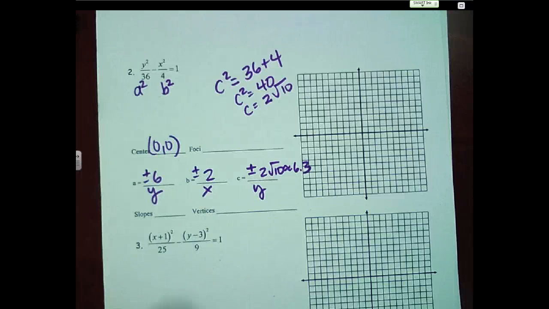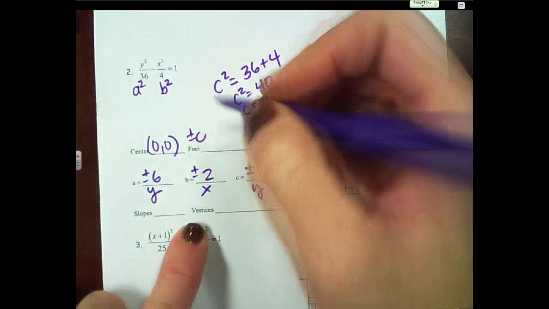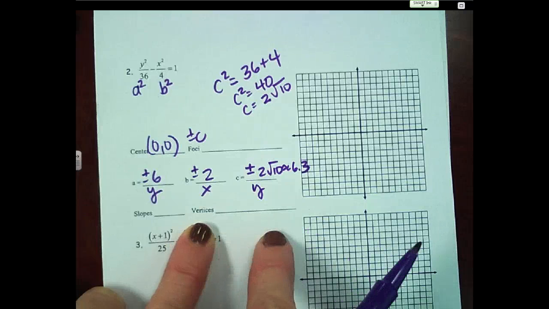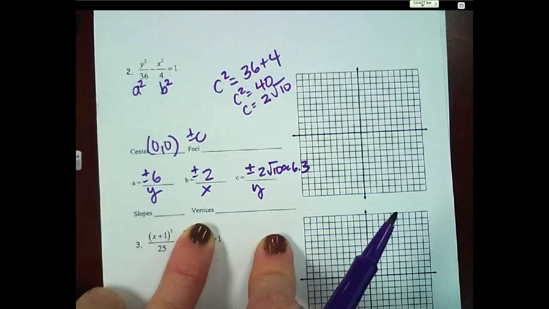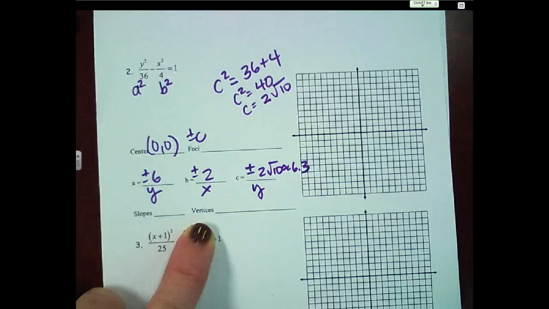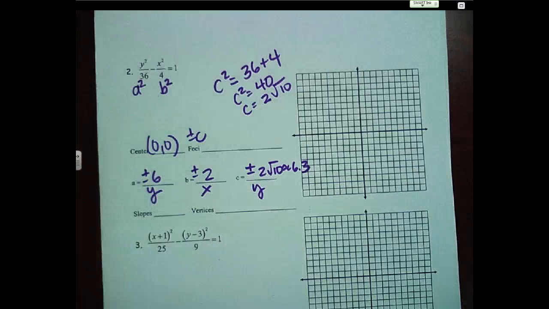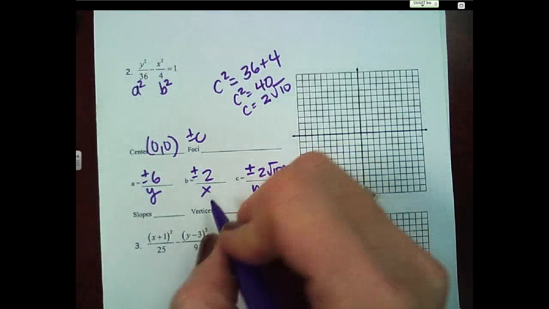Now remember, the foci is plus and minus c, but the vertex is plus and minus what? How do I get to the vertex? Do I use A, B, or C to get to the vertex? A. It's the distance from the center to the end point of the major axis. It's right here. Distance from the center to the vertex is A. Distance from the center all the way to the foci is C. So we can write plus or minus A here if you want.